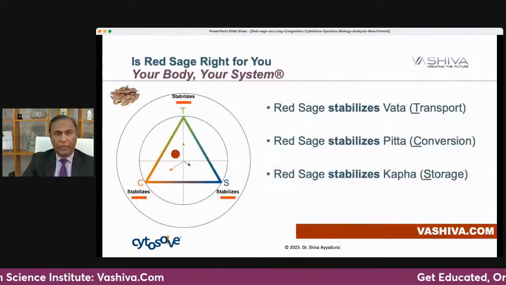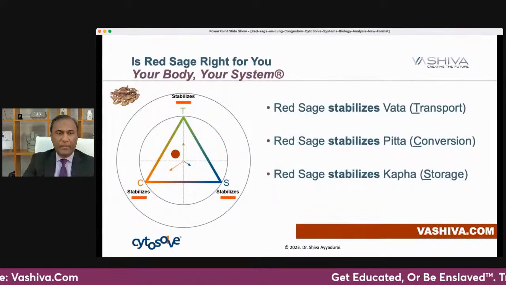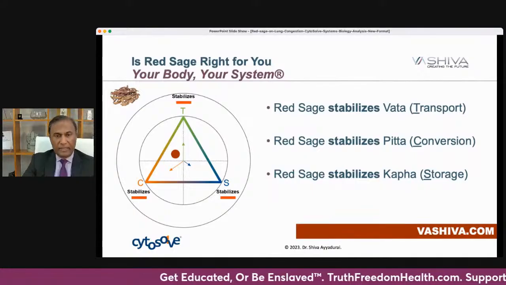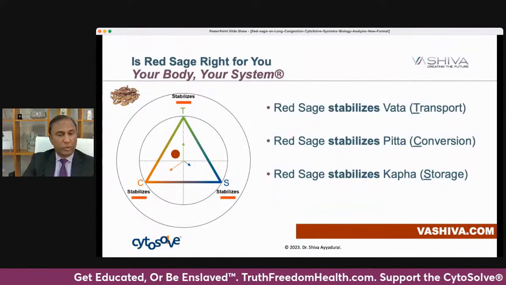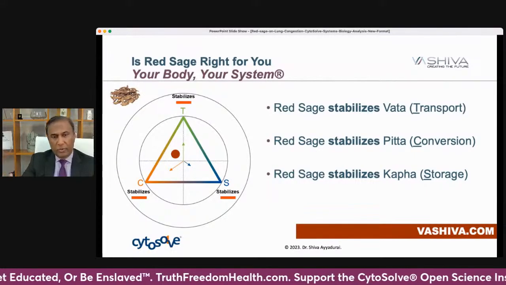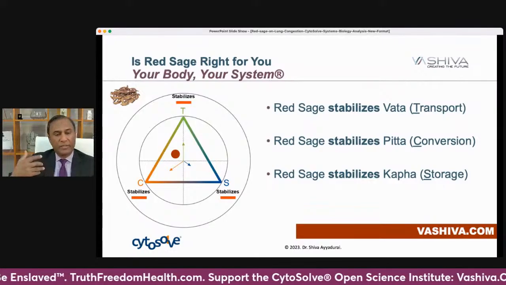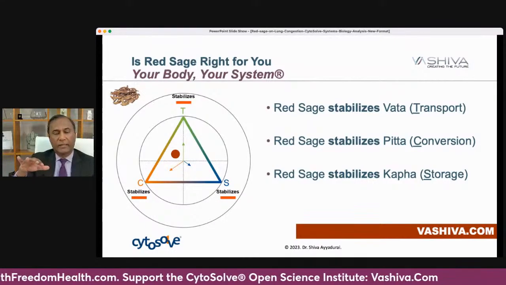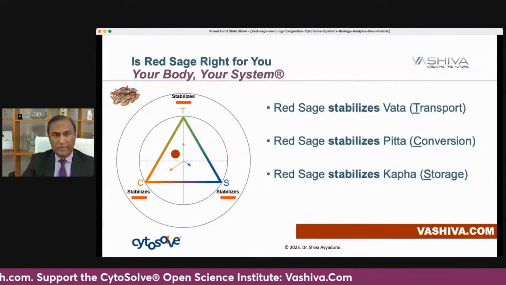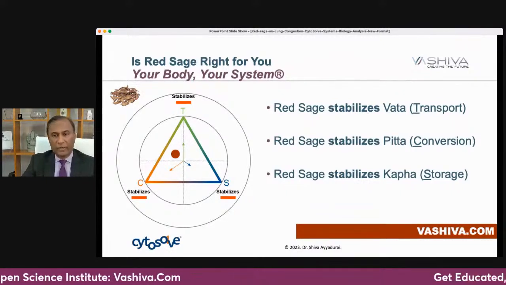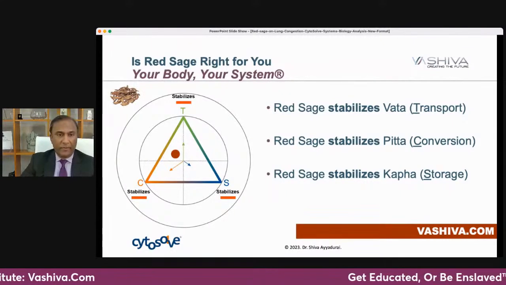All right. Now what Red Sage does, notice, it stabilizes transport, stabilizes conversion, stabilizes storage. So storage of mucus, which is a storage phenomenon, stabilizes conversion. So you actually are not producing too much mucus, and it stabilizes transport. So your body can actually move, you're moving air, okay?